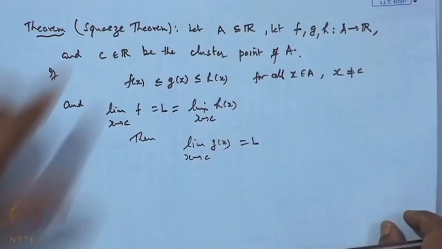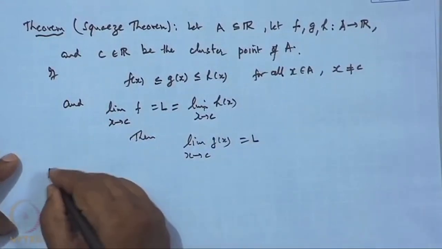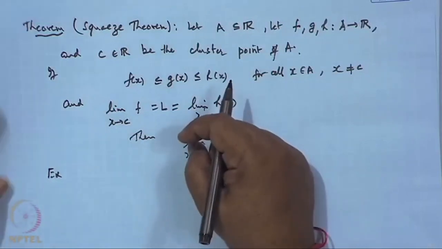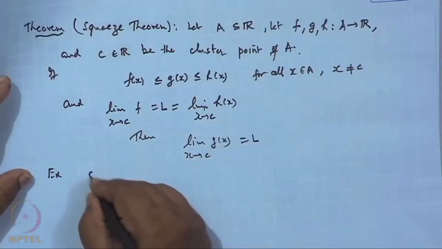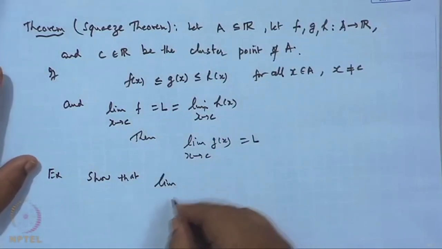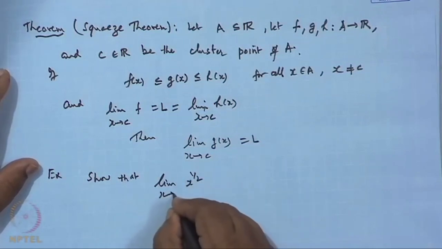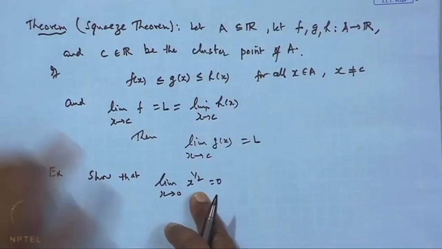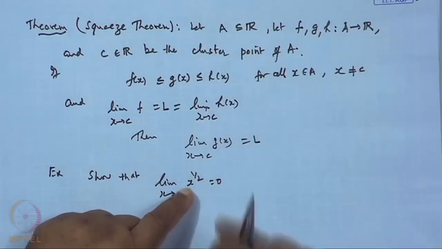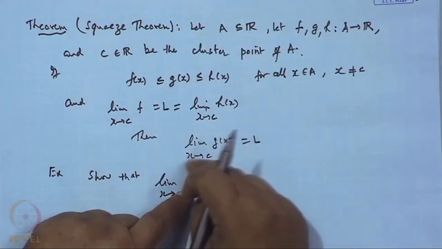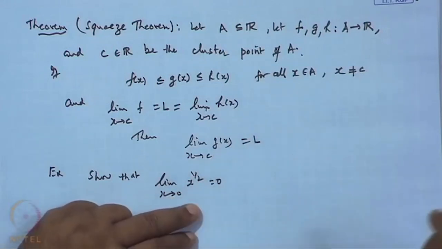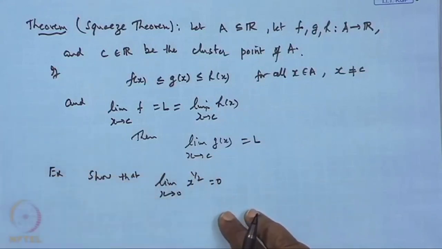Let us see the application of the squeeze theorem, where we can apply the squeeze theorem to get the limit of functions easily, quickly. Suppose I say, show that the limit of x to the power half when x tends to 0 is 0. We have already seen when x to the power n, when n is a positive integer, then it can be written x into x up to n, and limit x tends to 0 will be 0. But when this power is not an integer, when it is fractional, then you cannot write it in the form of x into x or something like that.